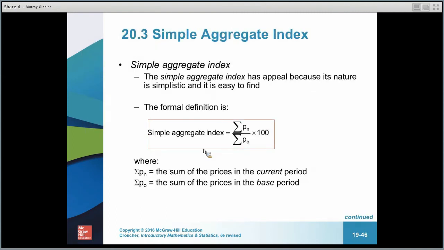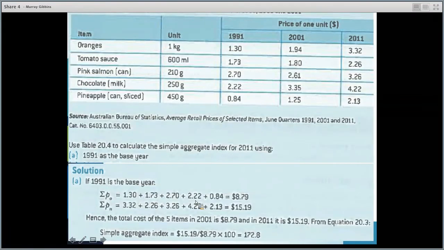So let's get back into our indexes again. Hopefully that's a practical example. You can see the application of indexes and how you might apply them. Here, a simple aggregate index: add up all the prices in the new period, add up all the prices in the base period or the old period, and multiply by 100. So let's have a look.